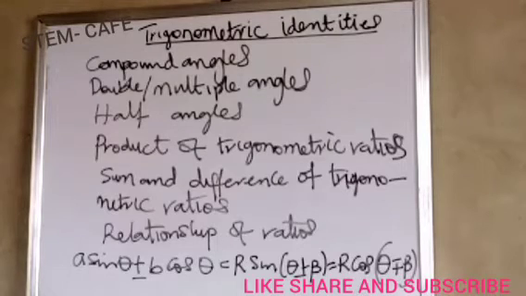Another relationship we have is a sine theta plus or minus b cos theta, which will give us r sine (theta plus or minus beta), and the same is equal to r cos (theta minus or plus beta).